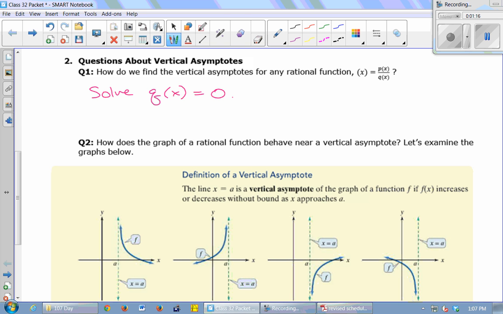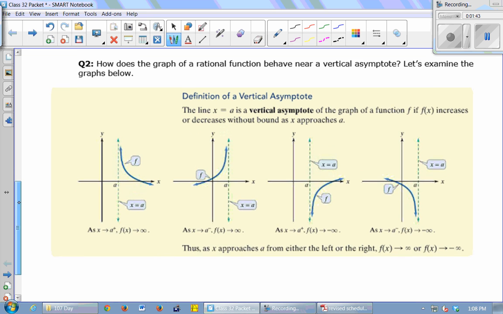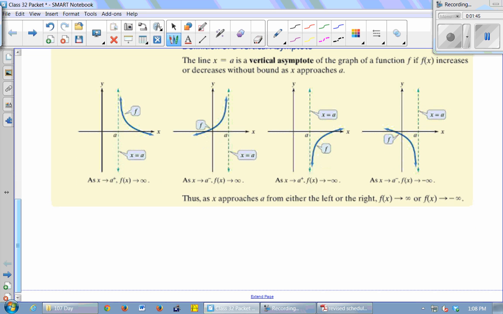How does the graph of a rational function behave near a vertical asymptote? It either gets really big or really small as it approaches the asymptote. So these are the four pictures you can have. For a vertical asymptote, it will always approach infinity or minus infinity. So as x approaches a, which is the location of the asymptote, from either the left or the right, the function will either blow up or go down to infinity.